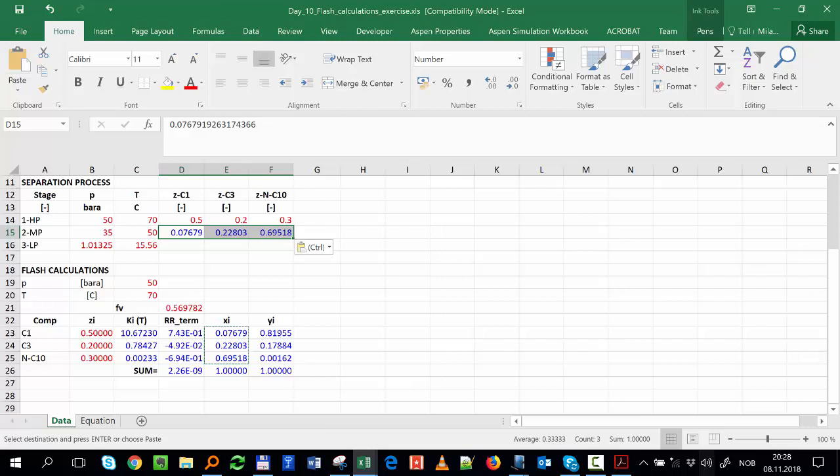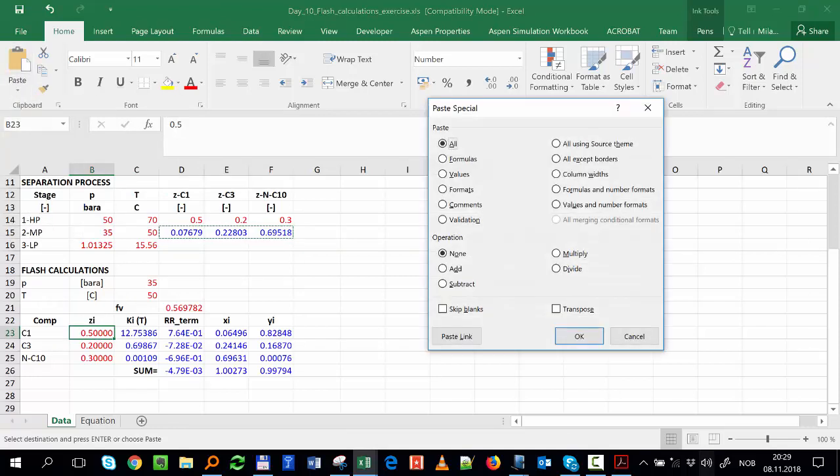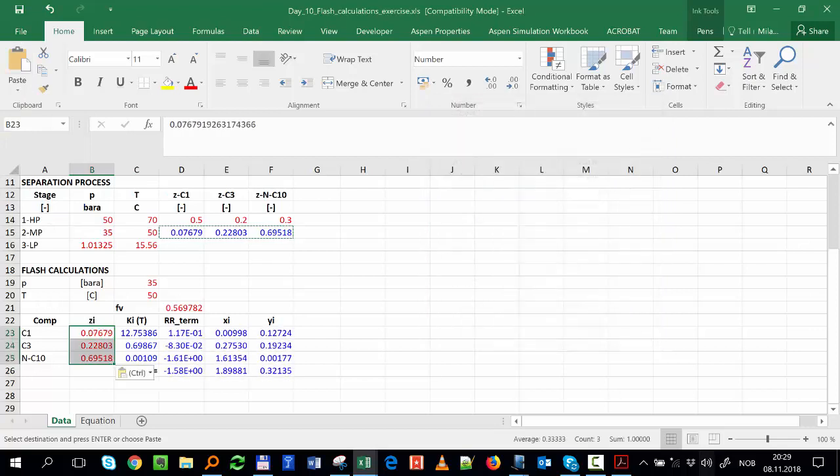Now, I want to make the calculation for the second stage. What do I have to change? I have to copy the pressure, paste it here. I have to copy the temperature, paste it here. Something's wrong. I have to copy the set, right, from here, the inlet set, and paste it here. But again, I have to be very careful. Paste special, values, transpose. Okay? And now I'm ready to solve for the second stage.